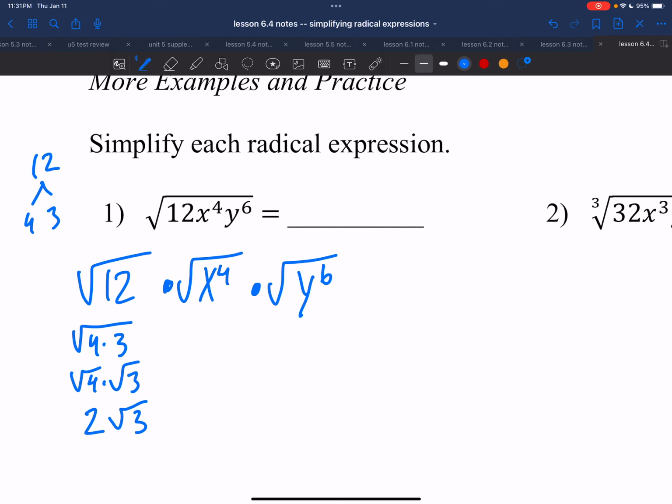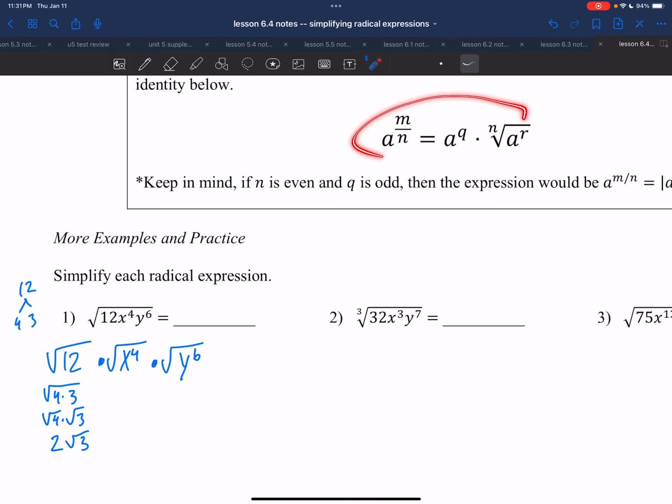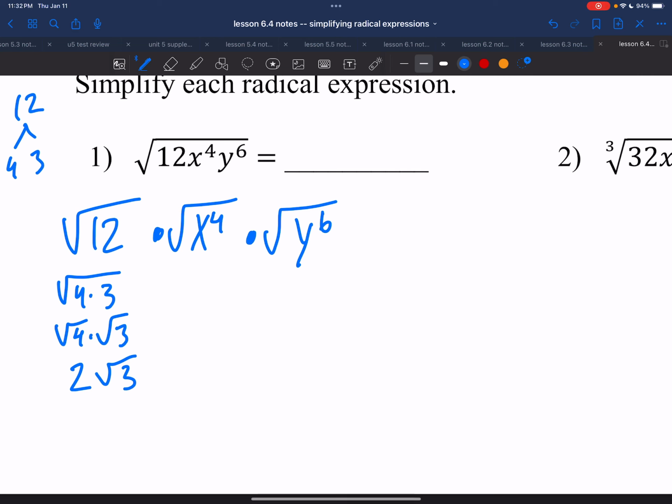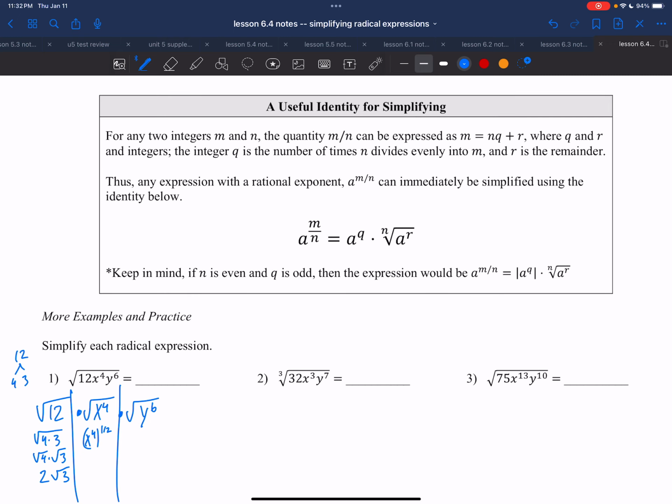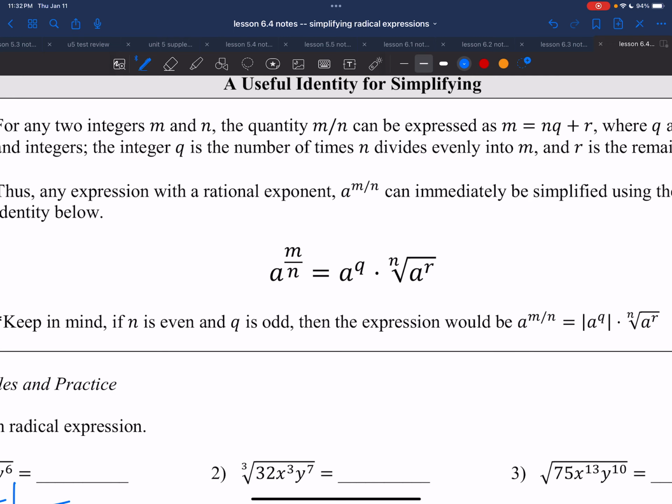But then square root of x to the 4th, well, if you think about this rule here, right? How many times does n go into m evenly? So you're writing this as, I'll just put a bar here to separate these. This is x to the fourth to the half, right? Okay. Also, I should have written... That's what I meant to type.